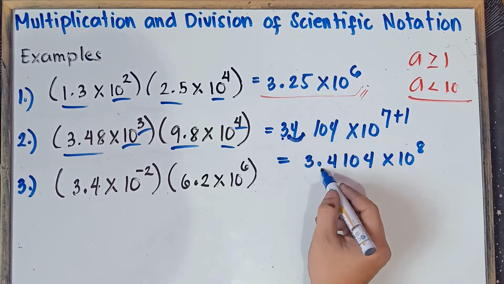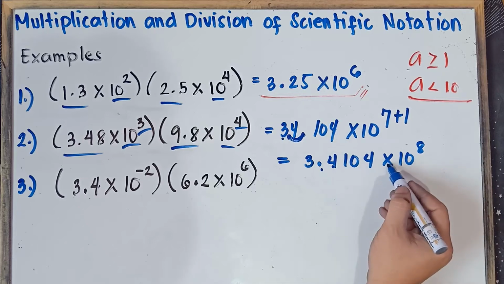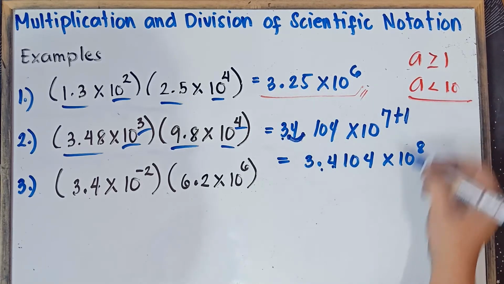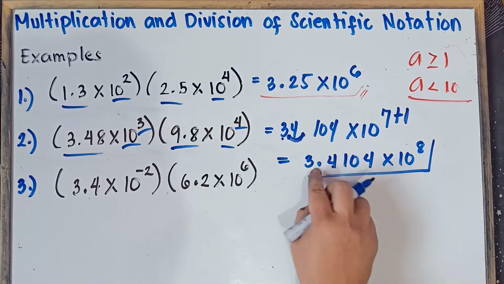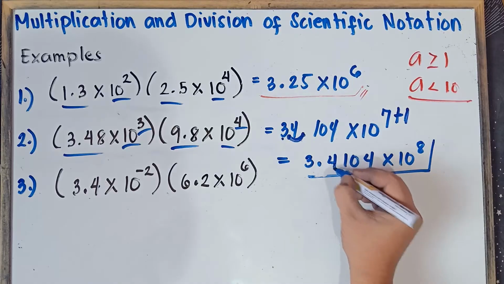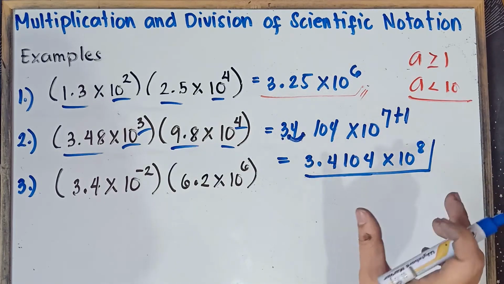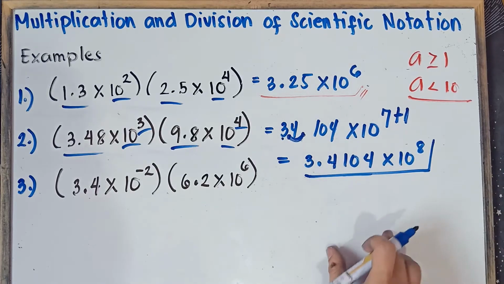So, this will be 3.4104 times 10. Now, once you move the decimal point right to left once, you need to add 1 to the exponent. That's why, class, we have an exponent of 8. I hope it's clear for you, class, with regards to this one. We explained this in addition and subtraction of scientific notation. I will just put the link, class, in the description down below.